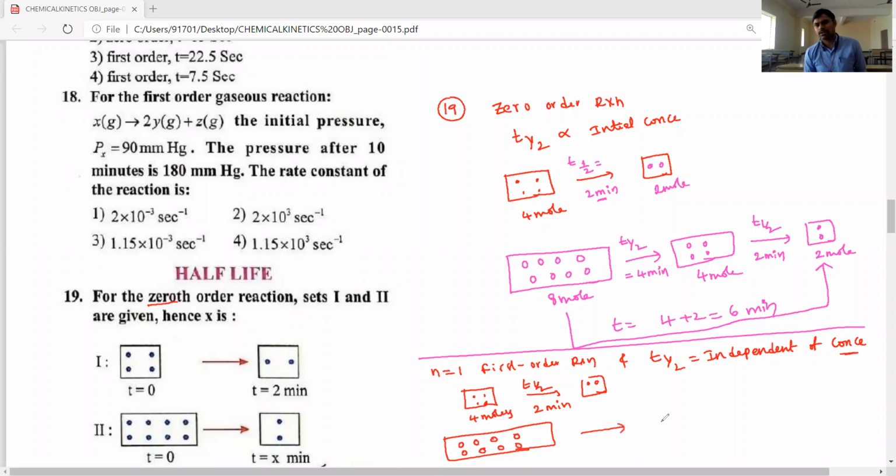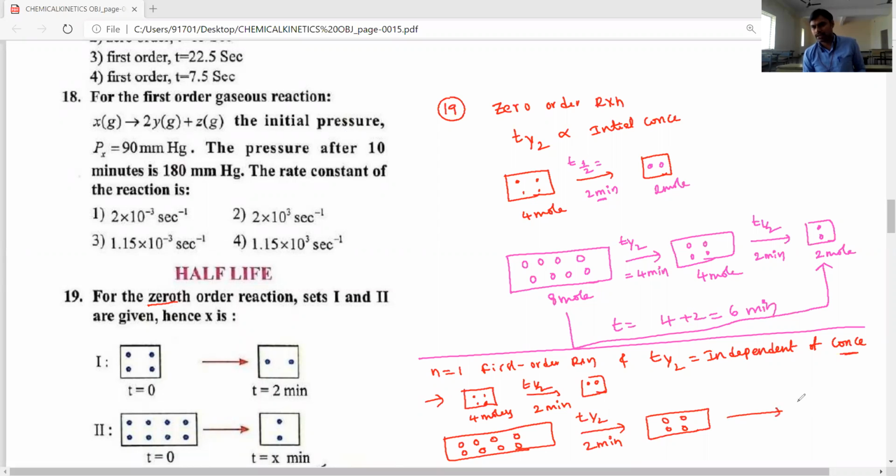8 moles are converted into 4 moles. Either 8 moles are present or 100 moles are present, the half-life period of a first order reaction is independent of the initial concentration. In the above case, the half-life takes 2 minutes. In this case also, the half-life is equal to 2 minutes.